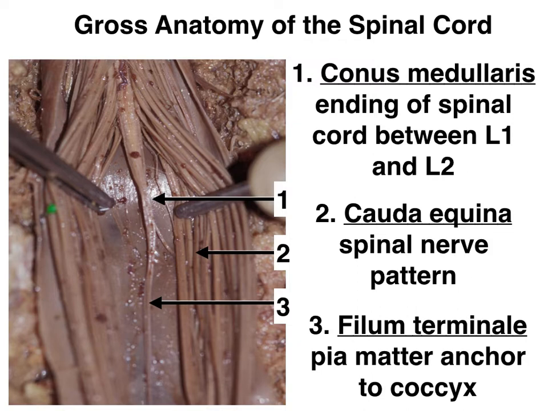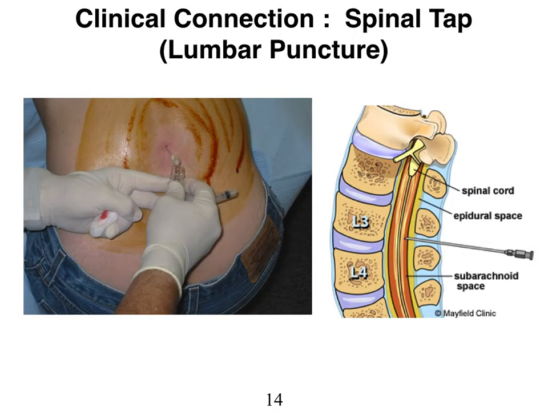Now, there is a clinical connection to knowing about the conus medullaris ending between L1 and L2. And that has to do with the procedure known as a spinal tap in popular language, but more specifically in medicine it's known as a lumbar puncture. The point of a lumbar puncture is to sample the cerebrospinal fluid from the subarachnoid space. You can do this for many reasons, but one of which is to obtain cerebrospinal fluid to test for infections.